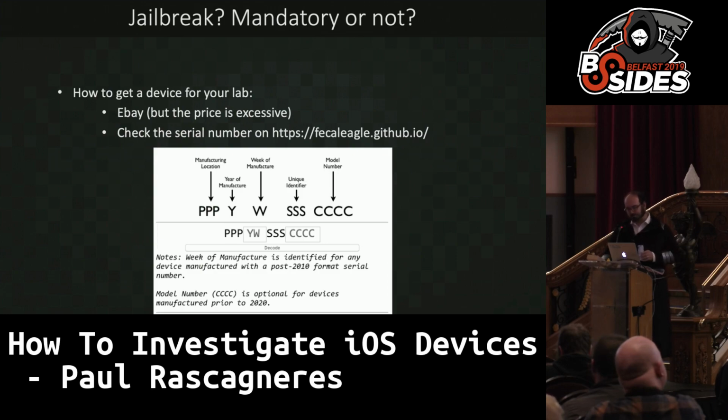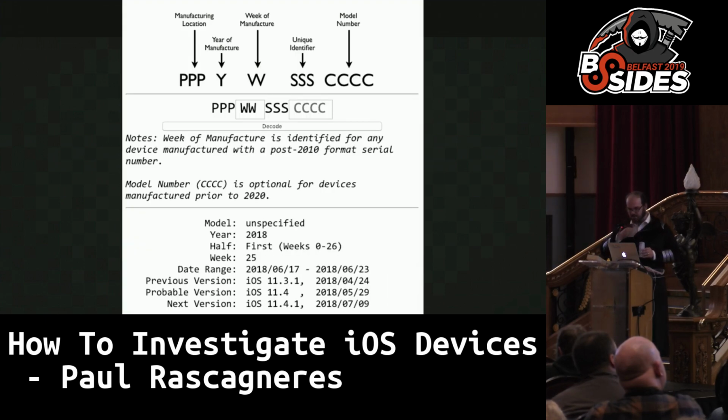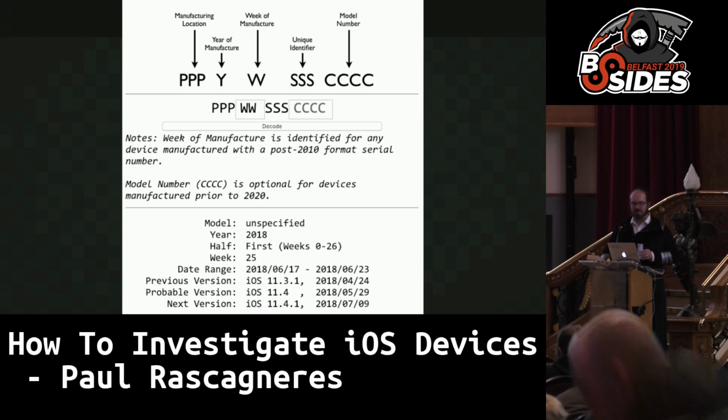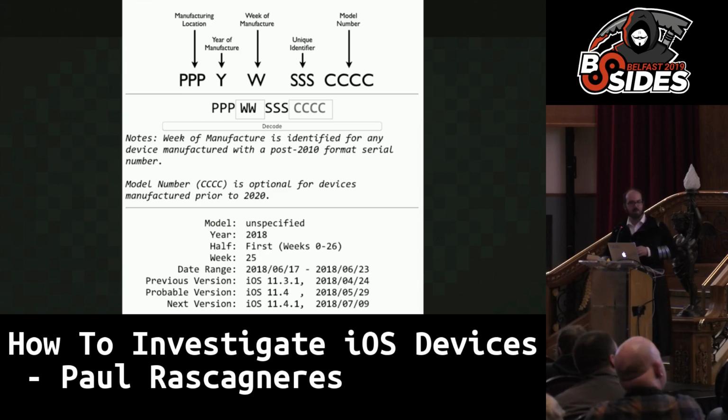When you go to the shop, you take the serial number on the box, and based on the serial number, you can guess the date of creation of the phone, when it came from the factory. And based on this date, you can guess which operating system is installed on the phone. For example, if you have a serial number that starts with WW something, and then CCCC, it means it was created in the first half of 2018, on week 25. That means it probably has this version of iOS installed on the phone.